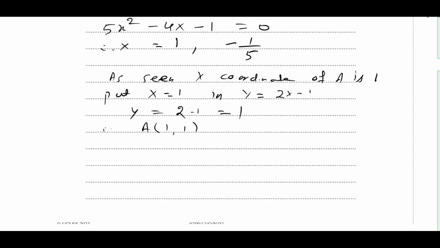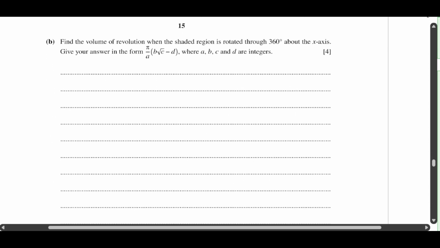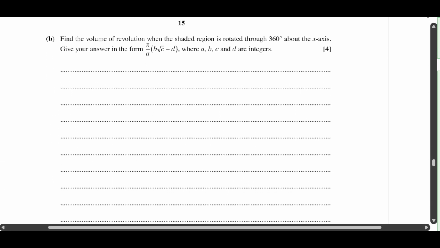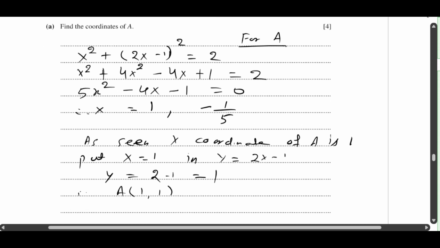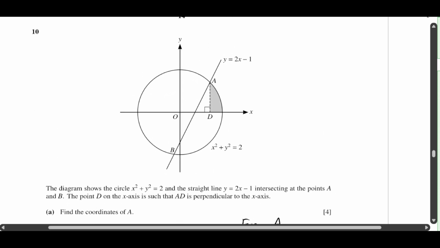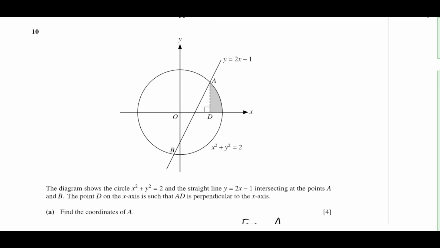Now B part. Find the volume of revolution when the shaded region is rotated through 360 degrees about the x-axis. Give your answer in the form pi divided by a, b root c minus d, where a, b, c, d are integers. Now I have to find the volume of the shaded region. So the shaded part is between the circle and the x-axis and between the x coordinates.